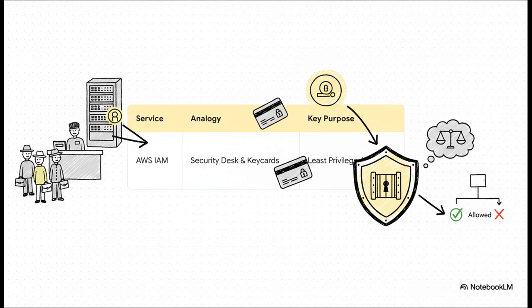The whole point, the big idea here, is something called least privilege access. Basically, you give everyone and everything the absolute bare minimum permissions they need to do their job and not a single bit more. It's a simple idea, but it is the cornerstone of cloud security.